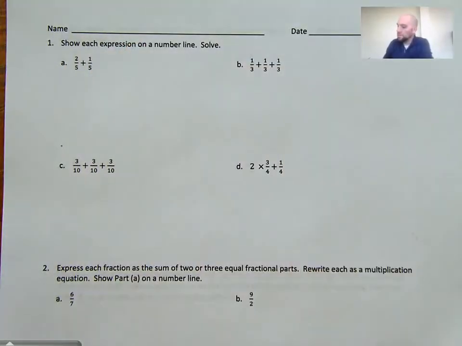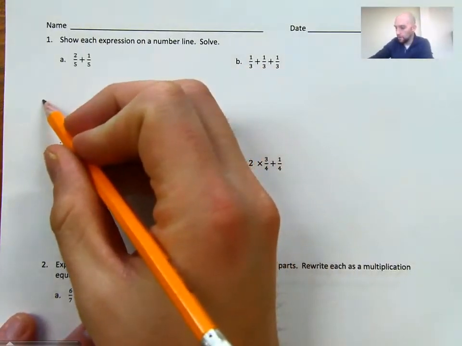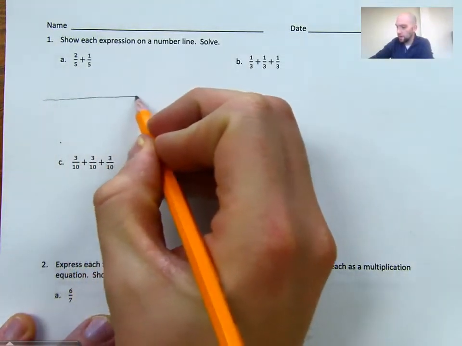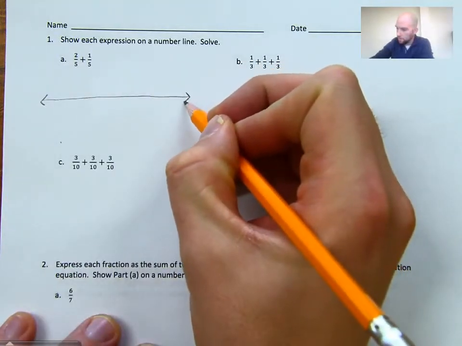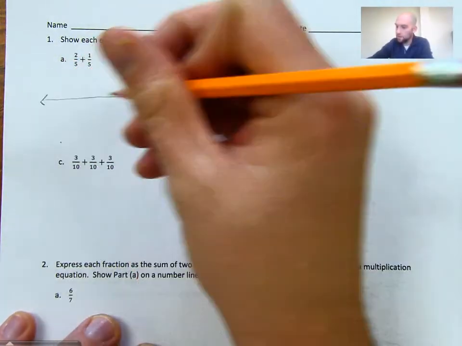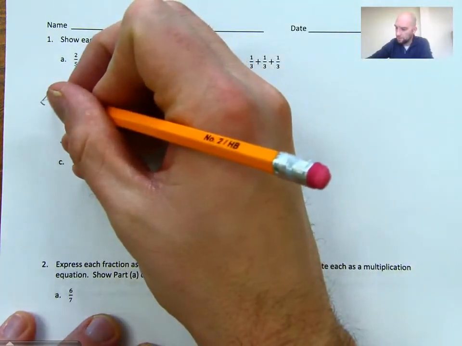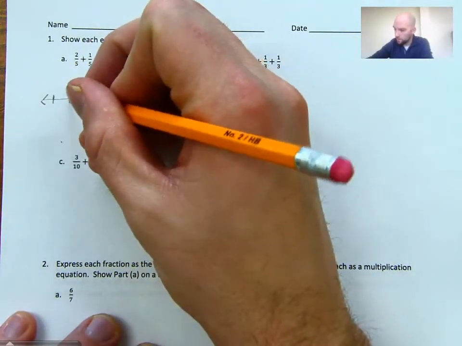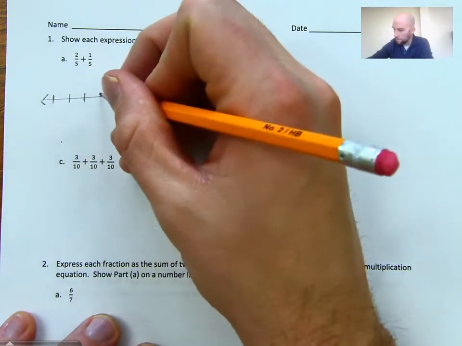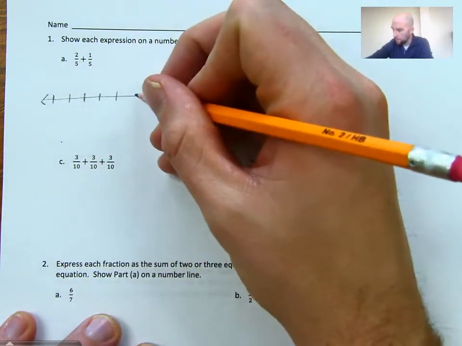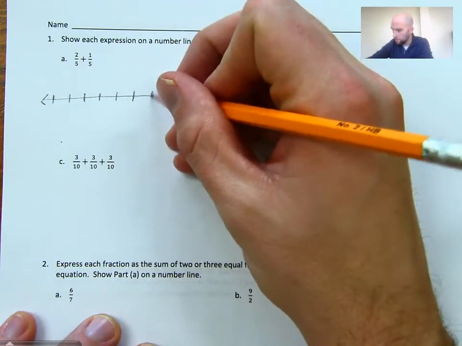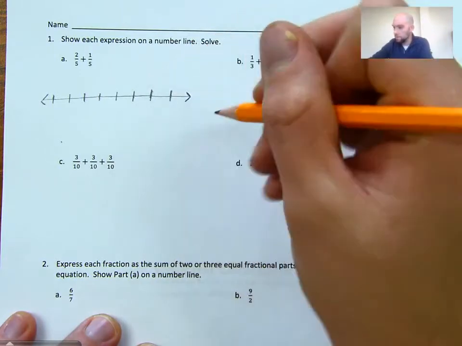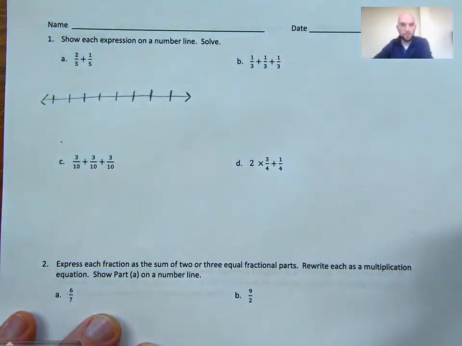So this number 1 says show each expression on a number line and solve. I'm going to draw a number line under letter A here, and we'll start right at the beginning. Now this number line, I'm going to use fifths. First, I'll start by just doing some hashes here. I'm going to fill those in as we go. Probably don't need this many, but we'll add a couple extra just to be safe.